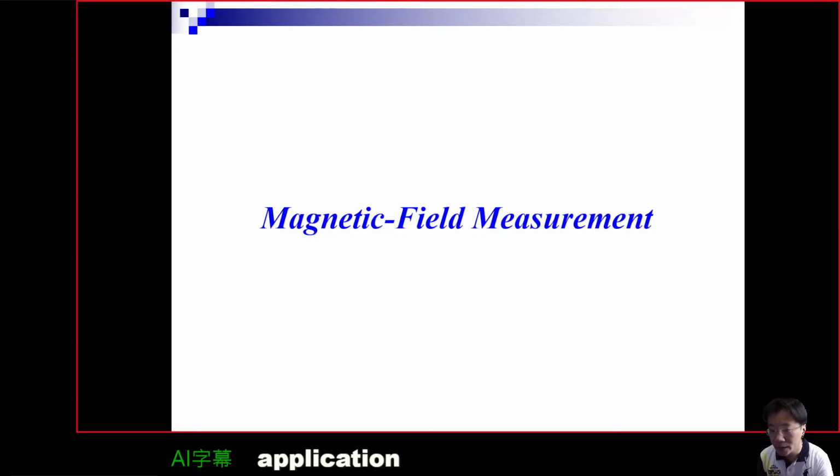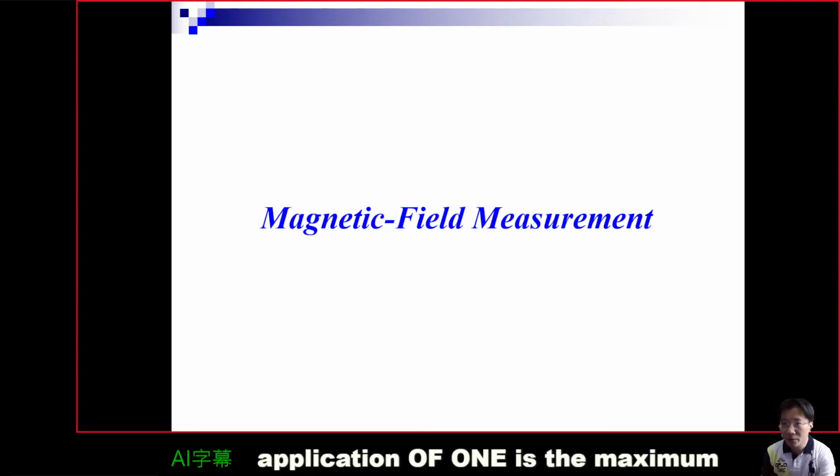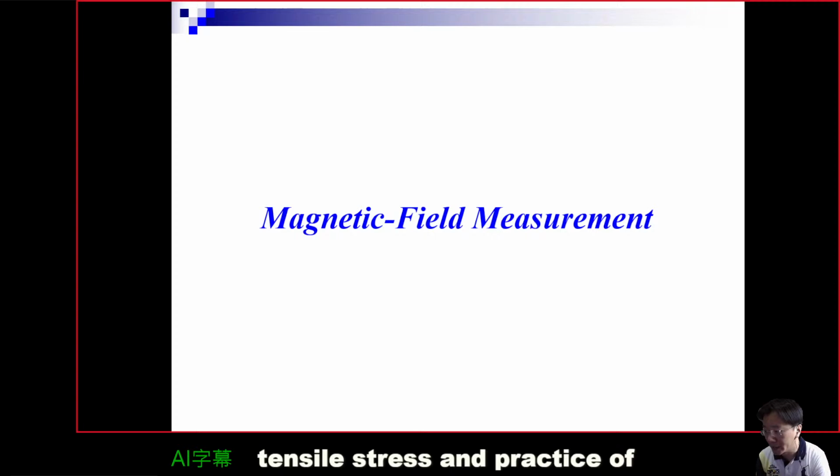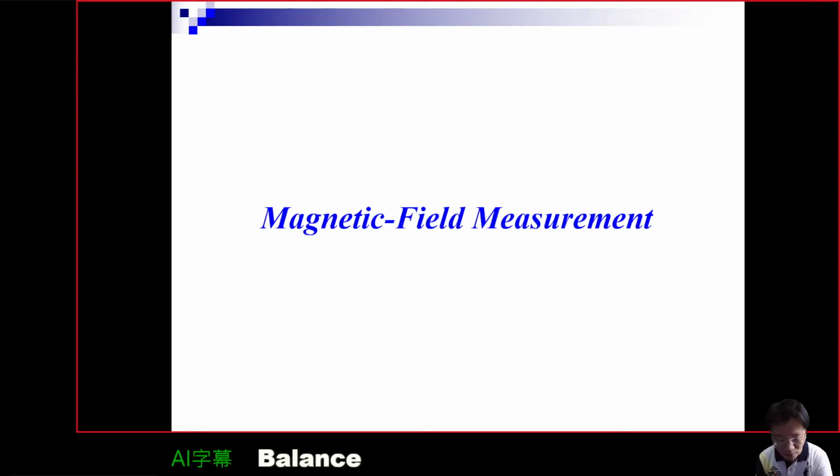The first one is magnetic field measurement. I think it is a very important question: how to measure the magnetic field. In reality, you may measure the magnetic field using a Gauss meter, which is a device or instrument that can measure the strength and direction of the magnetic field. But how does it work and where can we find it? That will be introduced in the following slides.